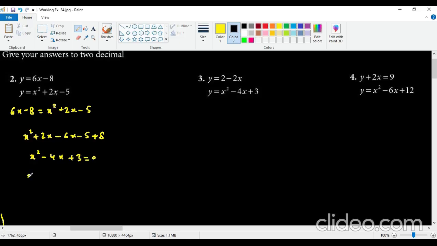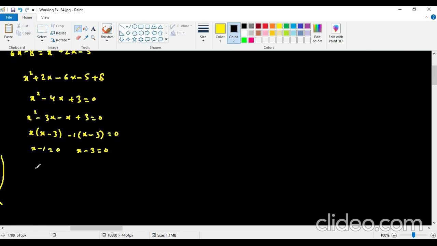Factorizing this, it's going to give us x square minus 3x minus x plus 3 equals 0. And x is common in both of them, x minus 3, and x minus 3 I will write as it is, and minus 1 is going to be here. So x minus 1 equals 0 and x minus 3 also equals 0, and in here x equals 1 and x equals 3. So the values of x I will write like this: x is 1 and x is 3.